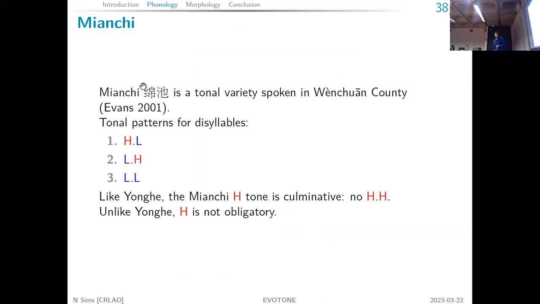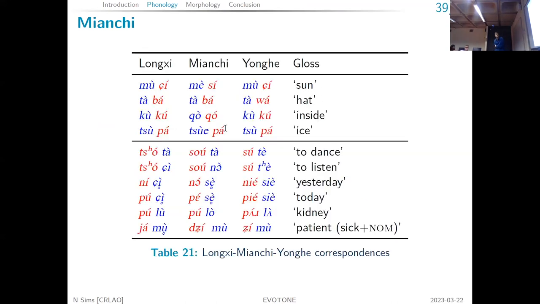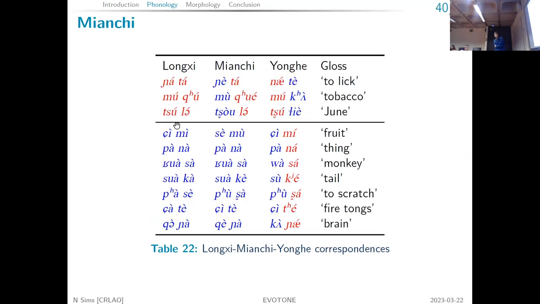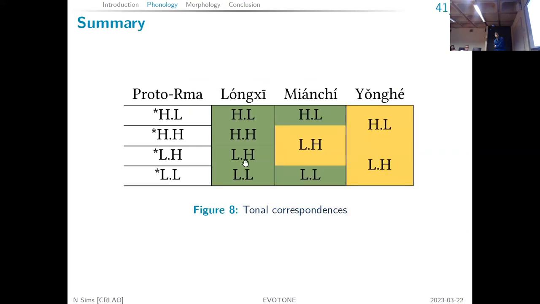Another dialect to be interested in has a three-way contrast. We can look at this and see that it has the same patterns as Yonghe in the low-highs. Low-high, high-low, no problems. But it patterns with Mongxi in terms of the low-low forms. And it patterns separately from either of these in changing high-high into low-high versus high-low. So we have a split here where we would have a four-way distinction preserved in Mongxi. You have a merger here in Yonghe, and you have a merger in Yonghe.